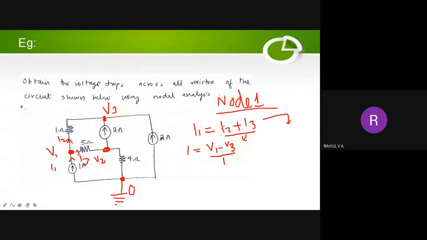Okay Jyothish, tell the next equation. What is the equation for I3? You can see that I3 is flowing like this. Potential difference across 5 ohm divided by 5. So what is the potential difference across 5 ohm?